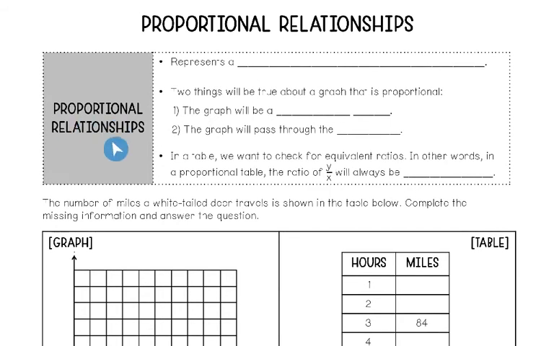So proportional relationships represent a constant rate of change. In other words, that's the unit rate, what it's changing per something else. So it's a unit rate or a ratio. It means it's a rate that stays the same. The next thing we know is that two things will be true about a graph that's proportional. The graph will be a straight line, and the graph will pass through the origin.